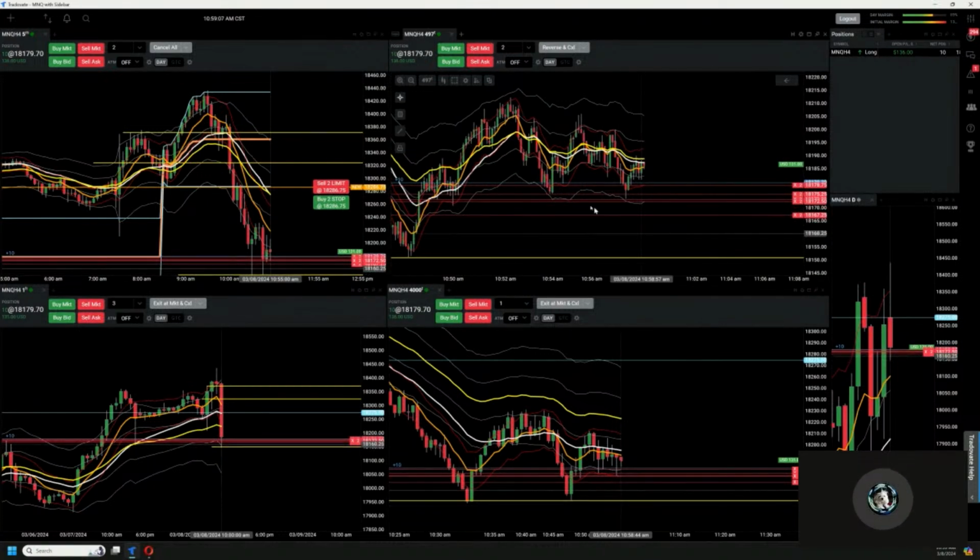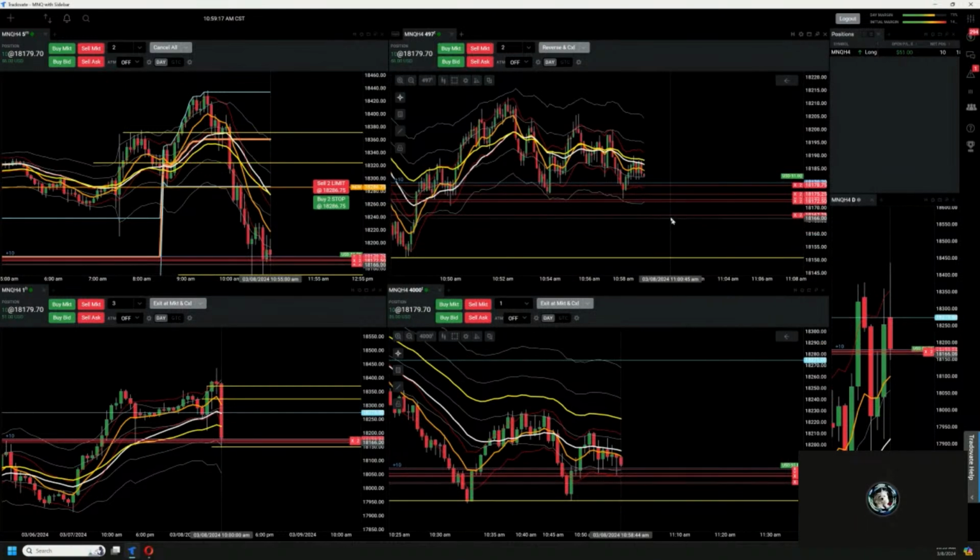Looks like it's going to break up. We'll see. Whatever the outcome of this trade, I'm probably going to call it just because I'm getting just a little worn out of watching the charts and trading.